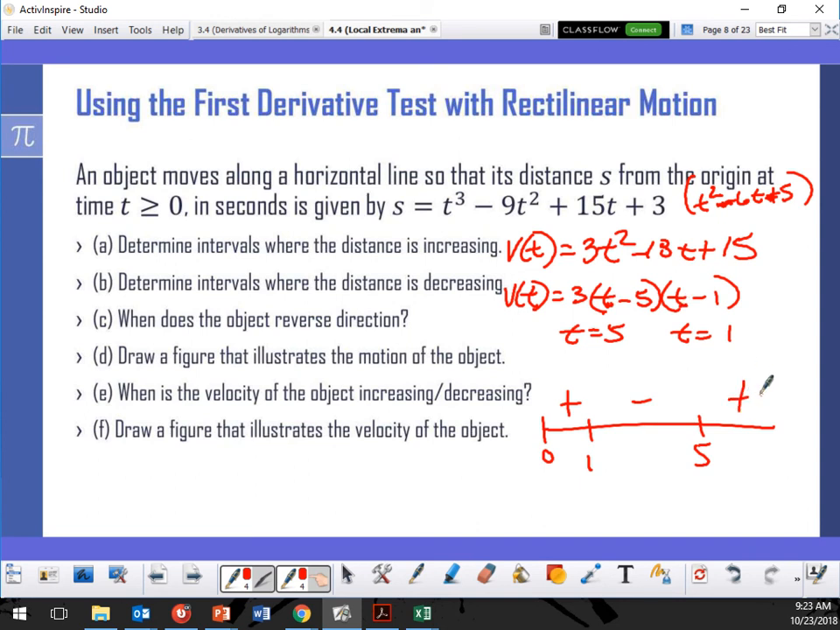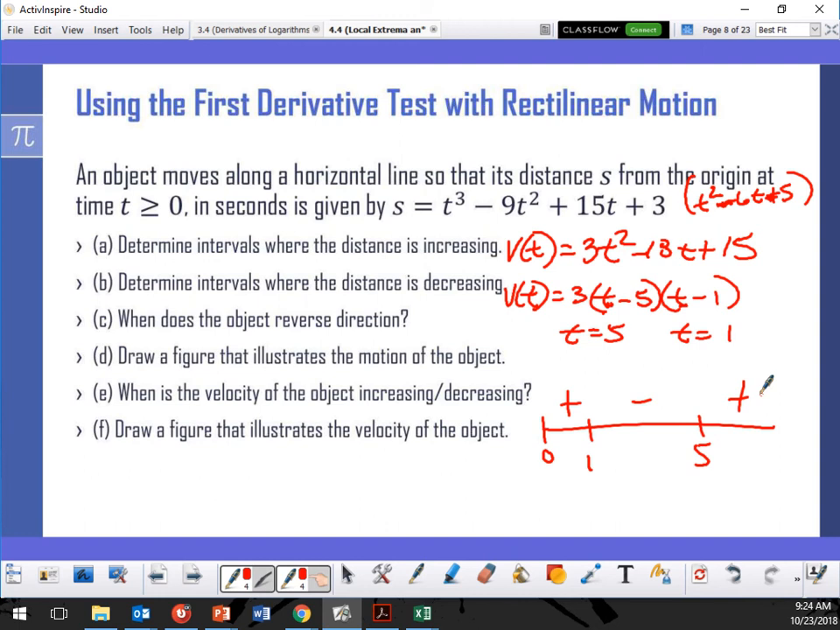So, what do we know? There's a maximum at 1 and a minimum at 5. Okay, so maximum at 1, minimum at 5. Determine intervals where the distance is increasing. Distance would be increasing 0 to 1 and from 5 to positive infinity. Very good. Okay, so determine where distance is decreasing, from 1 to 5.